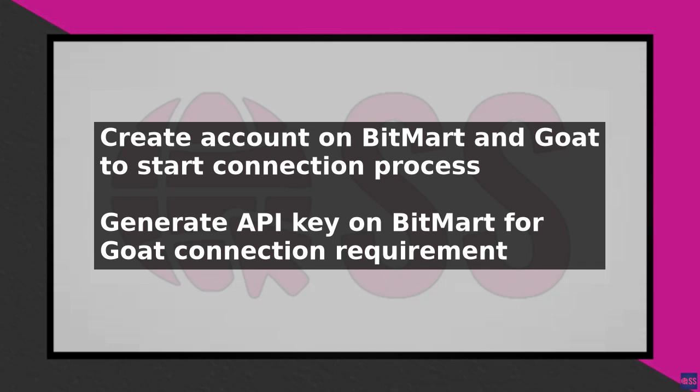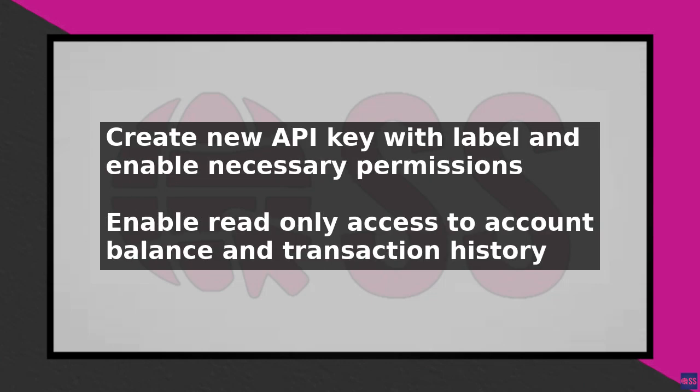First, you need to create an account on both BitMart and Goat if you have not already done so. On BitMart, you will need to generate an API key, which is required to connect to Goat. To generate an API key, log into your BitMart account, navigate to the account settings, and click on API Management.